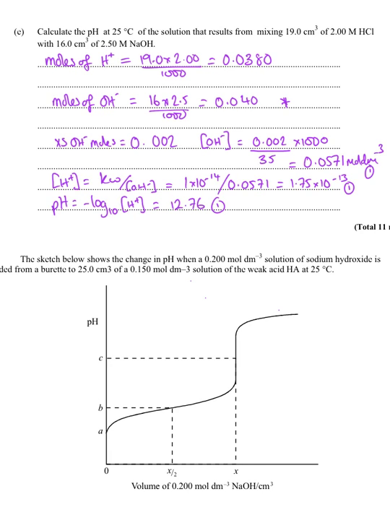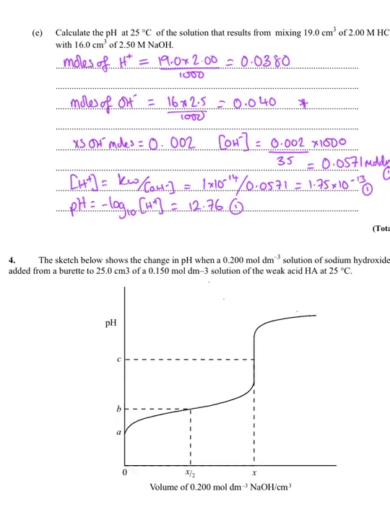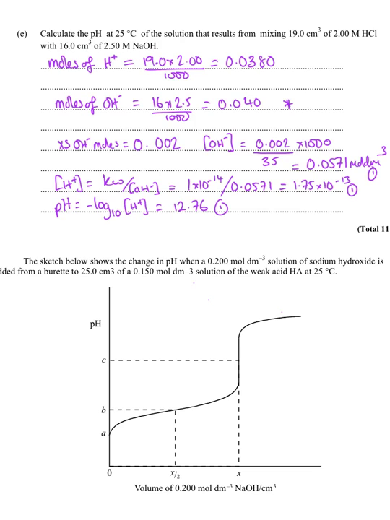You get 1 mark for this bit. This is out of 6. You get 1 mark for both of these together. You get another mark for working out the total volume, and another mark for working out the excess moles of hydroxide ions.